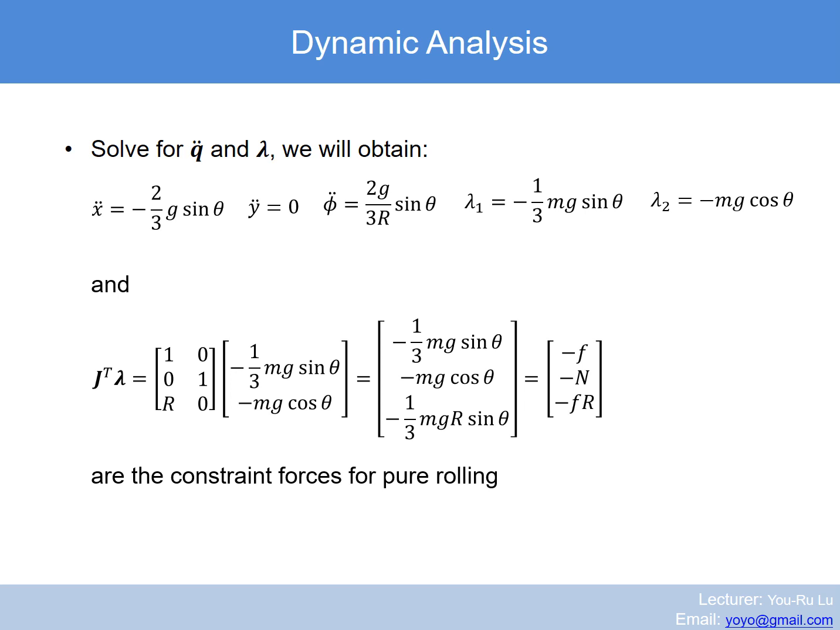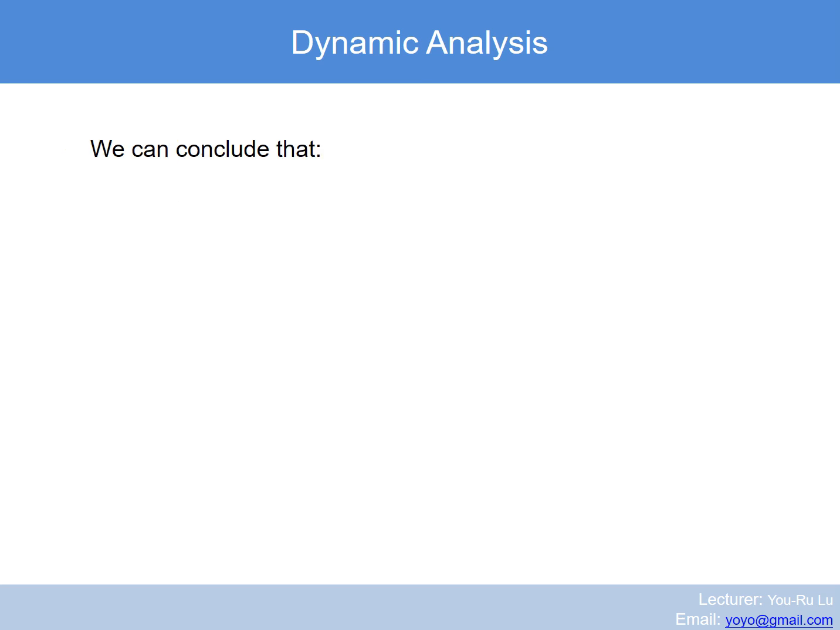You will realize that the constraint forces we obtain here are exactly the same as the friction force F and normal force N we solved just now. So now I have shown you the matrix and vector form conclusion is correct. In fact, we can conclude that J transpose is the direction and lambda is the magnitude of the constraint force. Note that only when J transpose and lambda are multiplied together can we obtain the constraint force. Lambda itself is not exactly the same as constraint force.